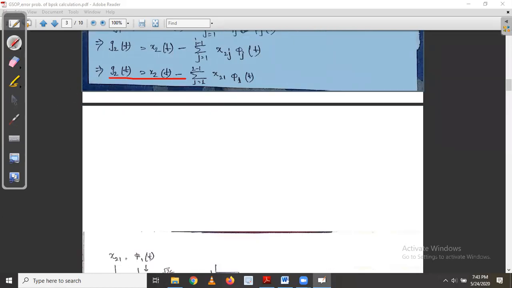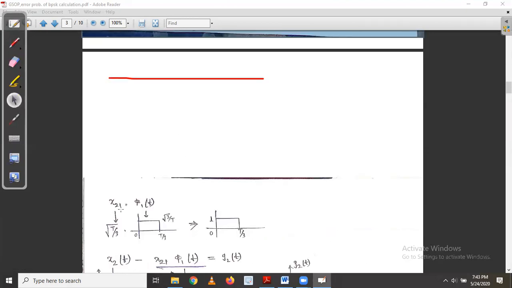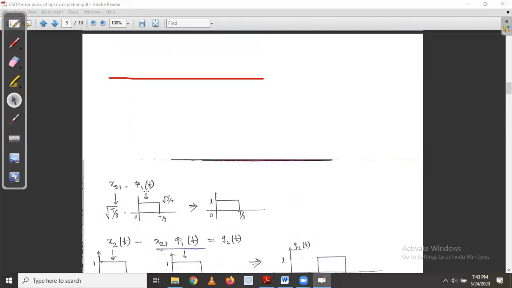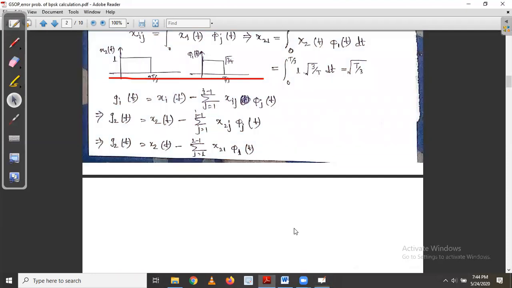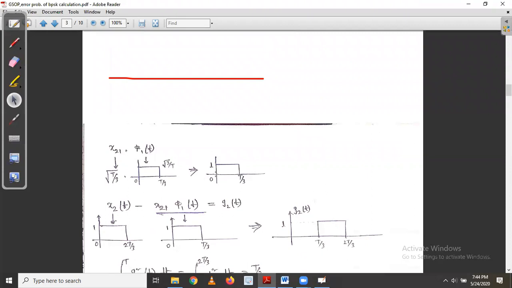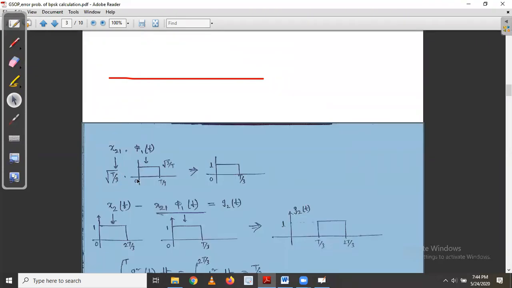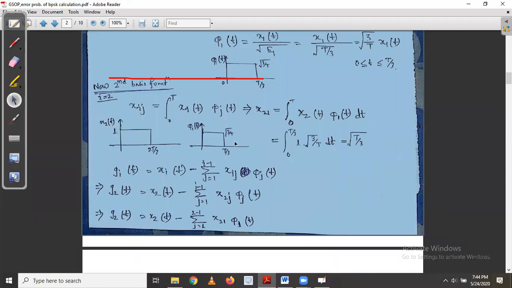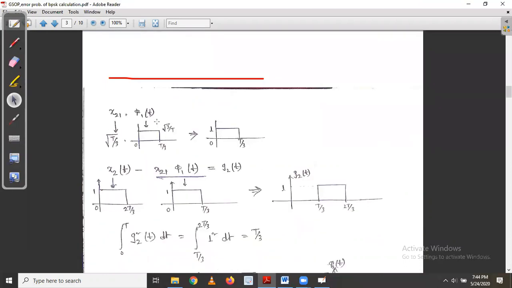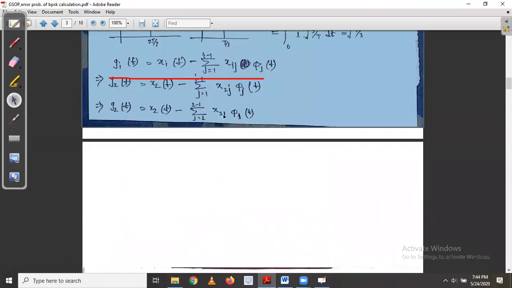Now just remember this equation. Here you have x21, phi 1, and here x2(t). This is your x21, this is your phi 1. x21 is the root of T by 3. Phi 1 value is root of this waveform, this is phi 1. From these two, x21 multiplied by phi 1(t).